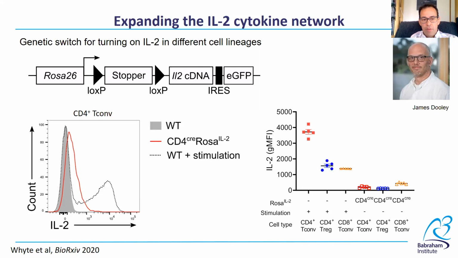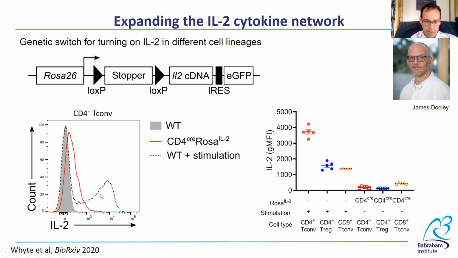We then have a stopper, which is floxed, followed by an IL-2 cDNA cassette. This means that we can now turn on a weak level of IL-2 expression in any cell type we want by using the appropriate CRE. Now, I really do want to emphasize that we are turning on a very low amount of IL-2 expression. We are not overexpressing IL-2 at all.